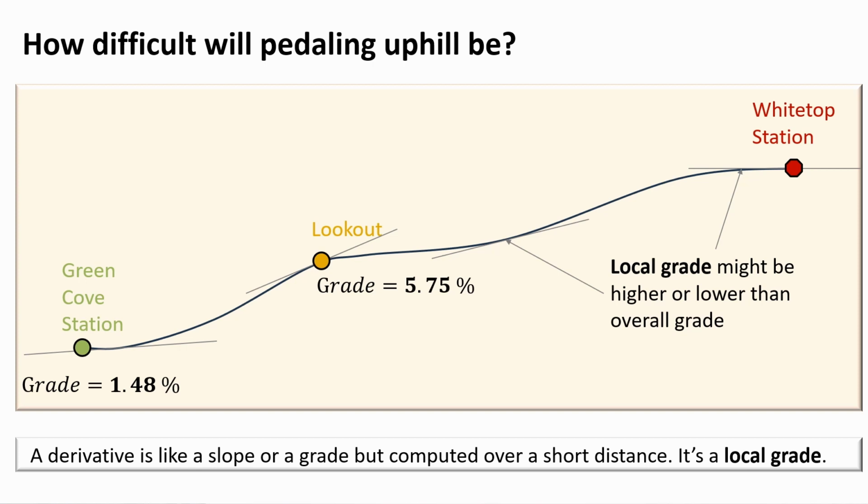Note that a local grade is the steepness at a given point. And it's like a derivative, which is the basic concept in calculus. The derivative is like a slope or a grade, but it's computed over a short distance. It's a local grade. Some other local grades on this curve going all the way up to the Whitetop Station are shown here.